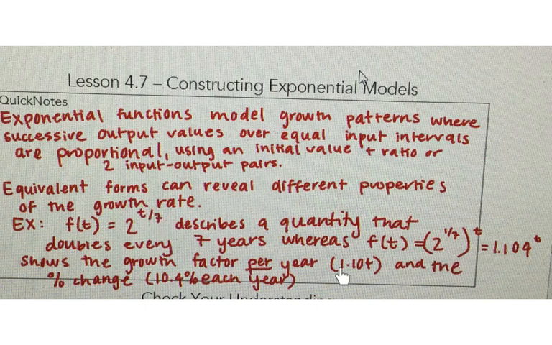But when it's in this form, if I rewrite it, I can write that as 2 to the 1/7 to the t, and 2 to the 1/7 is this number. This shows me how much we're growing every year. So it looks like we're growing by about 10% a year, 10.4%.